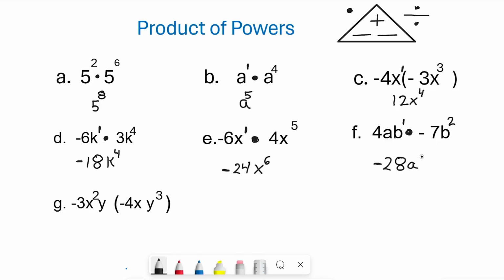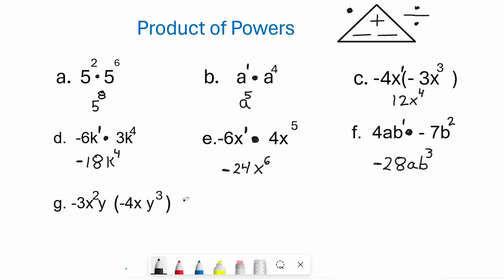Well, nothing will happen to the base. The base is b, and to get the answer, what you're gonna do is add the two exponents, 2 plus 1, you get 3. So this means that 28 is multiplying a and then multiplies b to the third power. All of this is multiplication. Same thing happens here. Negative 24 times x to the sixth power. Just remember, all of that is multiplication.